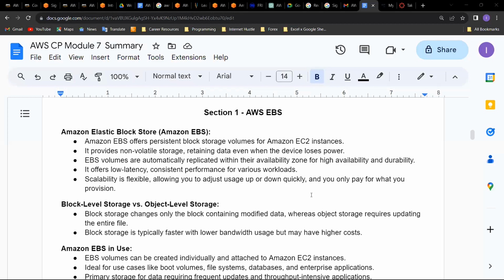Right. And EBS volumes are non-volatile, right? Non-volatile means that loss of power doesn't affect the device or the data on it. So the EBS volume is just like your normal hard drive that you attach to your PC, right? When your PC goes off, the data on it still remains. Okay. The data still remains, right?